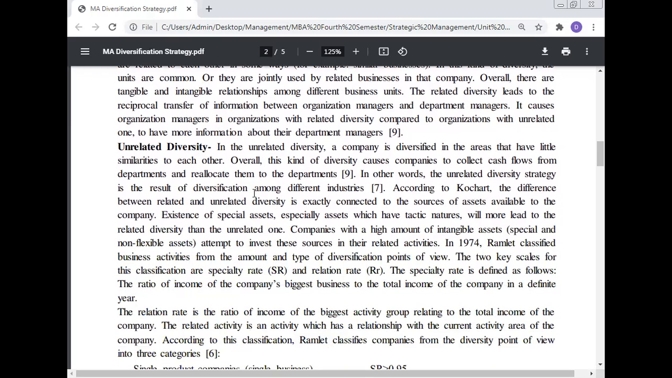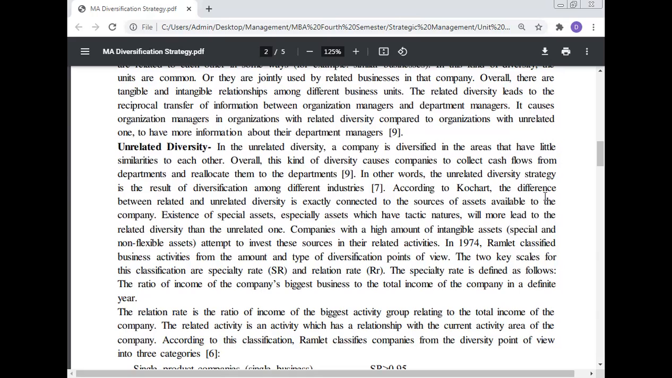Unrelated diversity. In unrelated diversity, a company is diversified in areas that have the least similarity to each other. Overall, this kind of diversity causes the company to collect cash flow from one department and reallocate it to another department. In other words, the unrelated diversity strategy is the result of diversification among different industries.